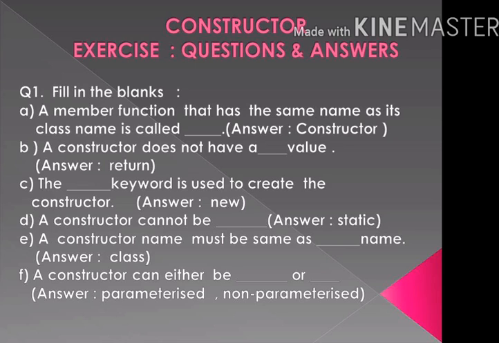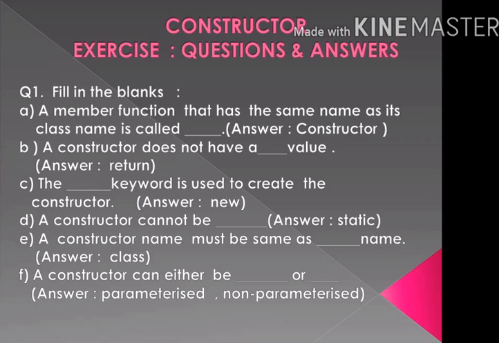Question number 1. Fill in the blanks. A: A member function that has the same name as its class name is called dash. Answer: constructor. B: A constructor does not have a dash value. Answer: return value. C: The dash keyword is used to create the constructor. Answer: new. D: A constructor cannot be dash.